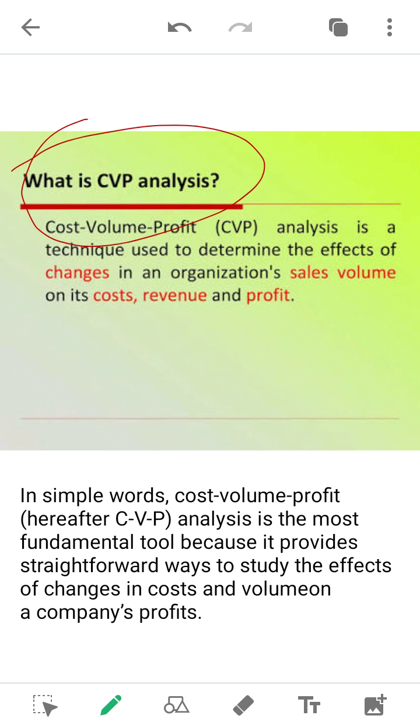Cost may increase, sales may increase or decrease, cost may increase or decrease, and how much effect it has on profit. That is what CVP analysis shows. In simple words, cost volume profit analysis is the most fundamental tool because it provides straightforward ways to study the effects of changes in cost and volume on a company's profit.